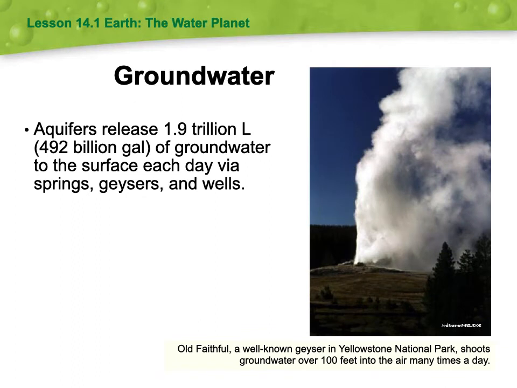The last little bit of information on groundwater here is that aquifers will release about 492 billion gallons of groundwater to the surface each day through springs, geysers, and wells. The picture over here on the right is that of Old Faithful in Yellowstone National Park. It's a pretty cool geothermal, geologic area that is very active with springs and geysers, so that groundwater is active in the cycle. If you ever get a chance to go see any of that, it's pretty spectacular.